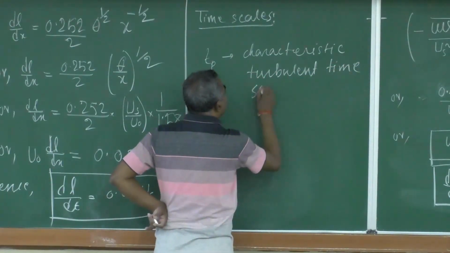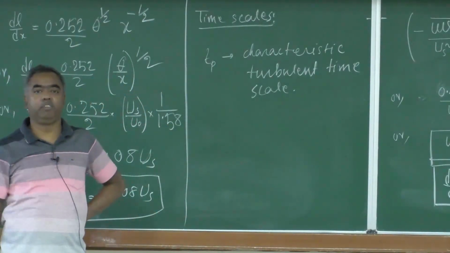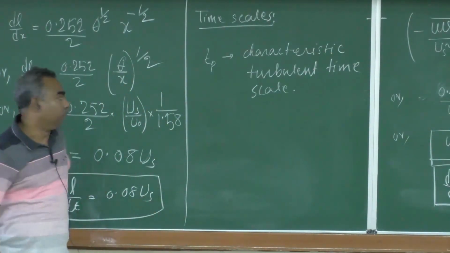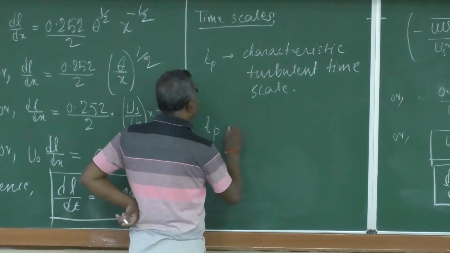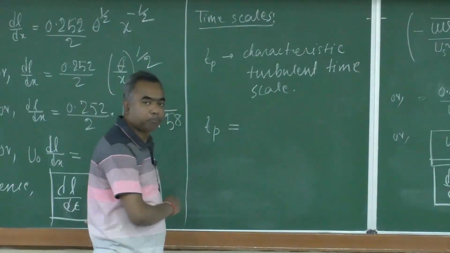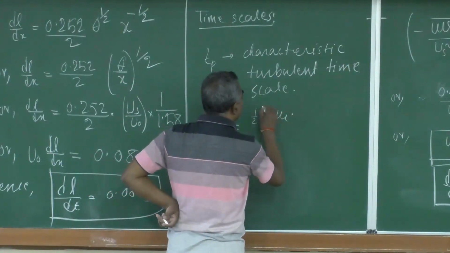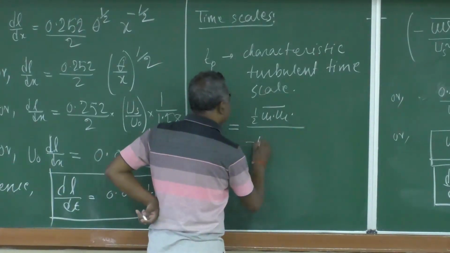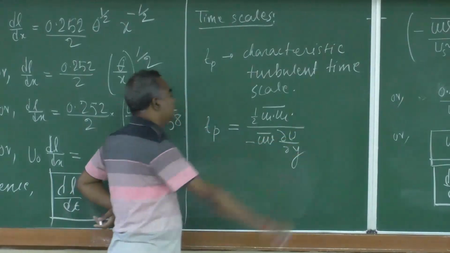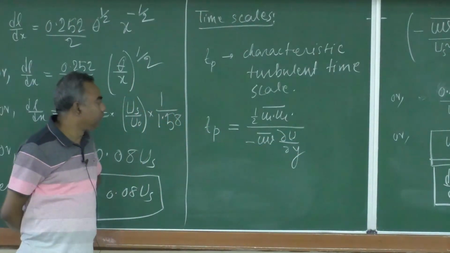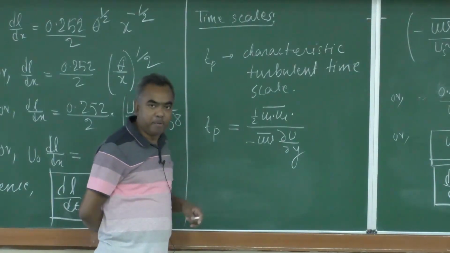Time scale. Okay. How can we estimate this particular time scale from the known values? So, this time scale Tp can be defined as half ui bar divided by uv bar del u del y. Okay. So, this is how we can define this Tp.